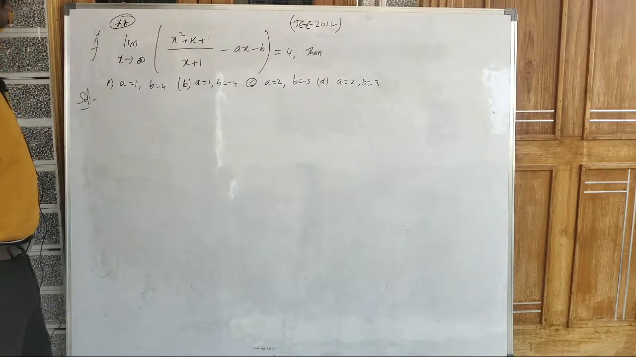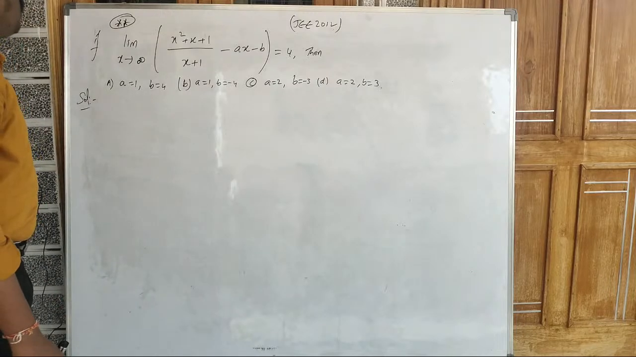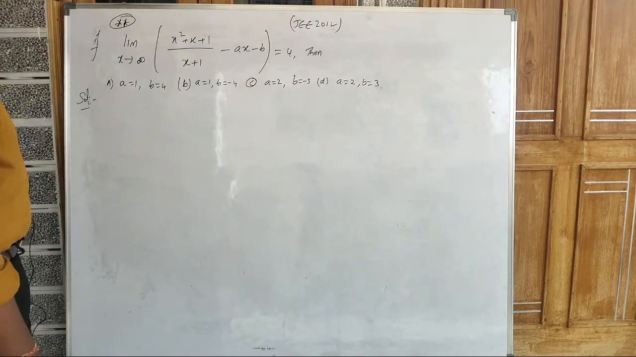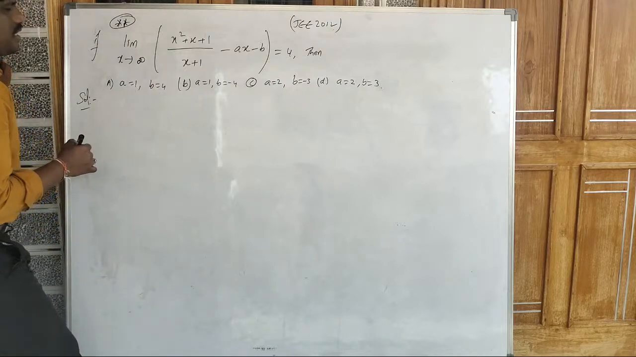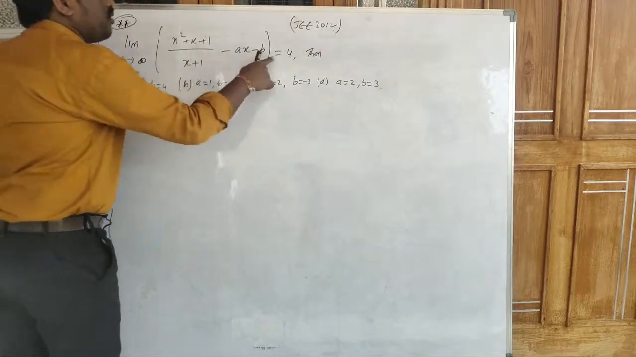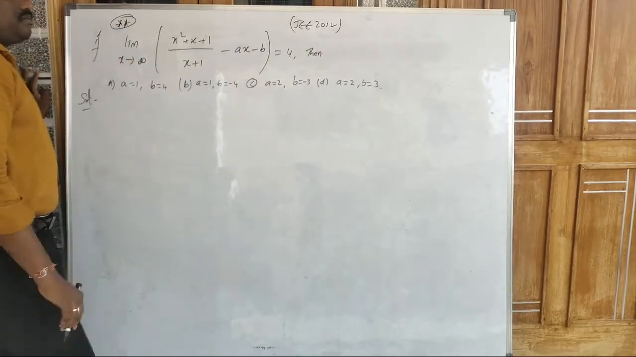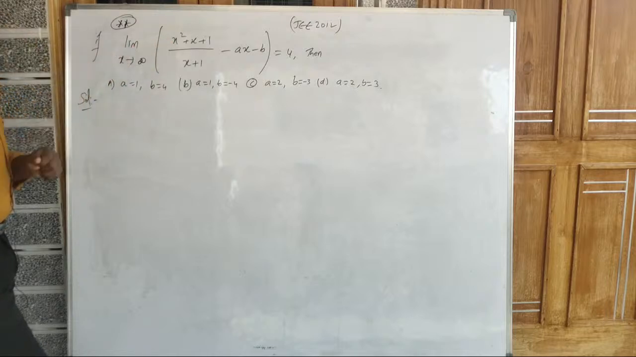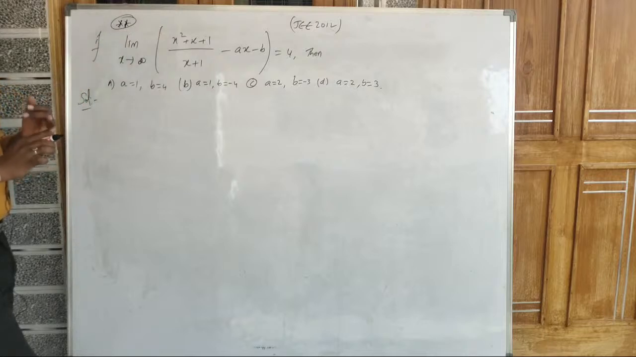Everyone, all of you listen here. Limit extends to infinity. See now what I want to ask you. Whenever you have limit extends to infinity and you got a finite answer, here 4, what is the meaning of that? It means the degree of the numerator and the degree of the denominator are the same, then only these things happen.